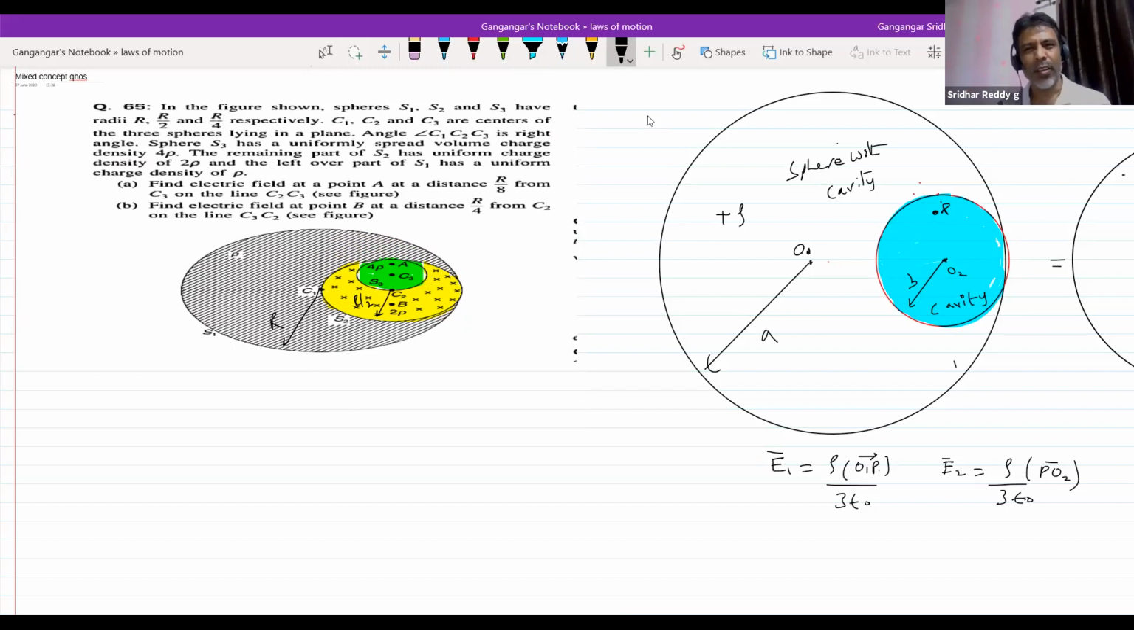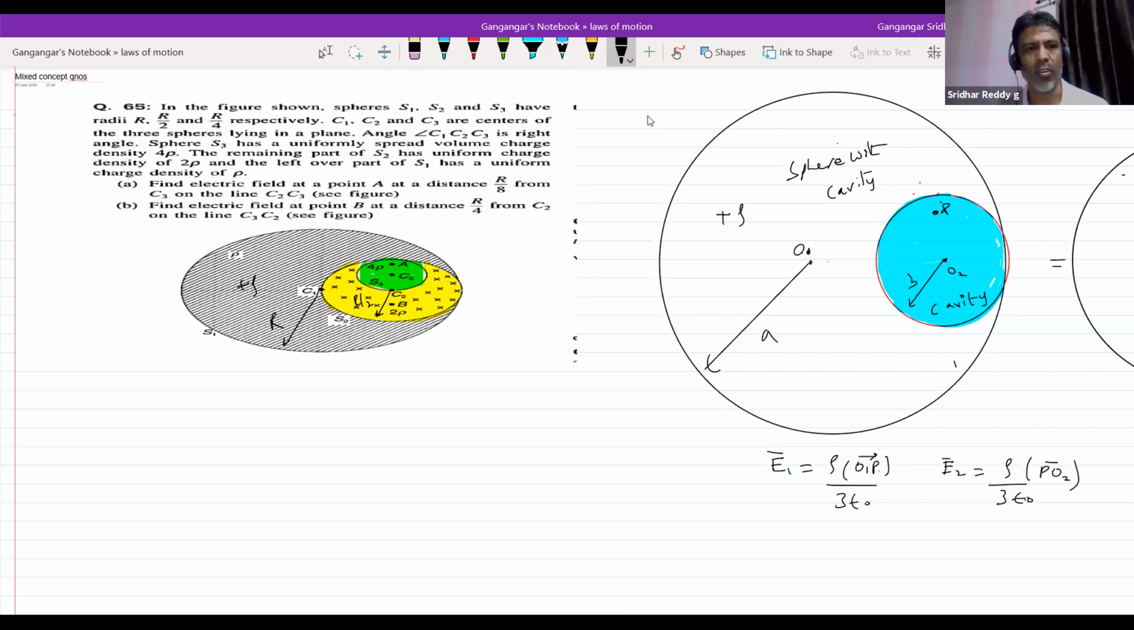So what to do now? There was only one sphere cavity. Is that yellow color one a cavity? No, it's a sphere of density 2 rho. And the green color one is a sphere of density 4 rho. So they are present here like this. A part of the sphere has density rho, some volume has density 2 rho, and some part has density 4 rho. So what is the basic method we have to apply? The same thing as before.